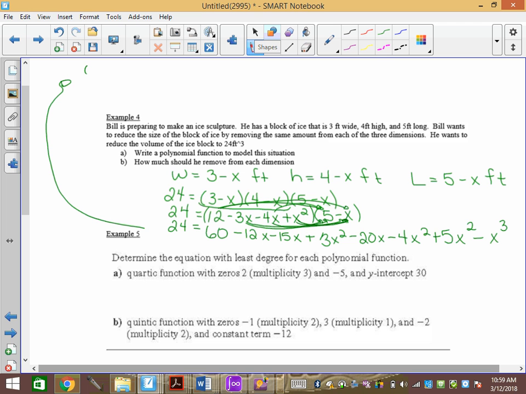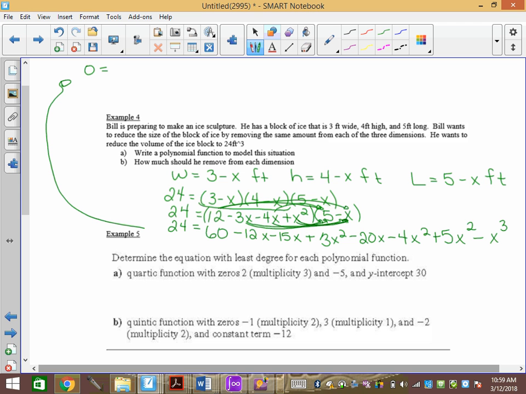Move the 24 over because you have to get it equal to 0 if you're going to solve a polynomial. The only one you can get away with is linear, right? Quadratics, cubics, quartics, quintics, so degree 2, 3, 4, 5, anything larger, you have to get it equal to 0 and then factor if it's degree 2, or anything higher, you have to do synthetic division, right?